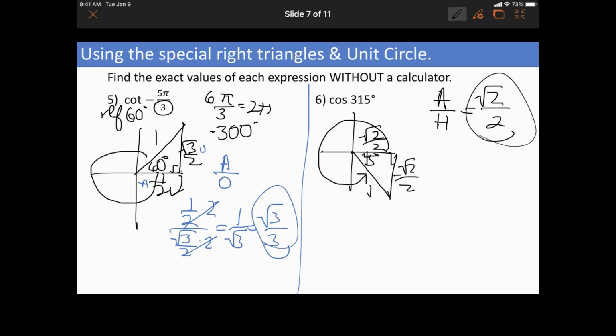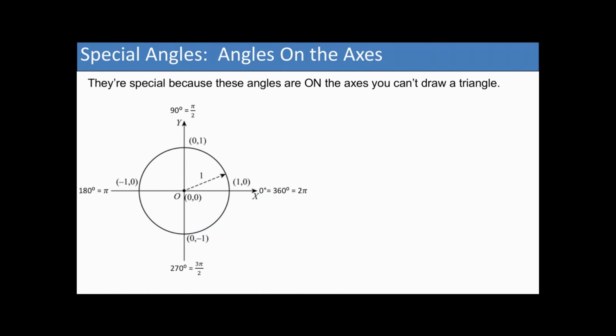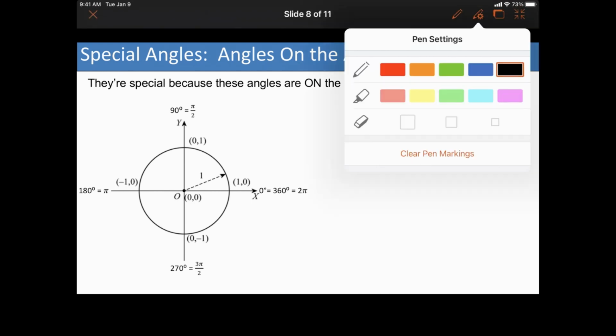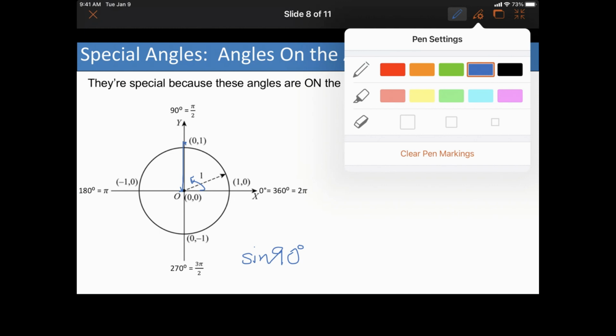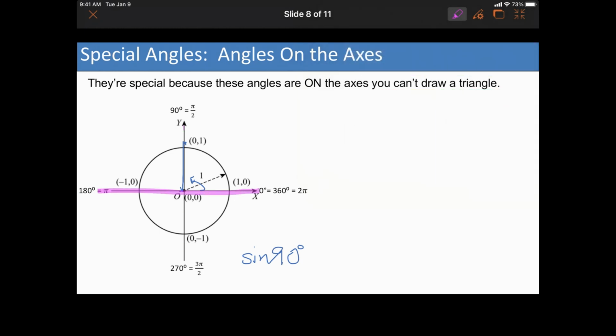So these are using triangles that you can draw in the different quadrants. But what if you can't? What if you can't draw a triangle? So if we're looking here, what if I gave you sine of 90? Okay, you're like, okay, that's here, Miss Mendoza, straight up and down. How do I draw a triangle? You can't. So when it falls on the axes, any of the axes, the axis plural.